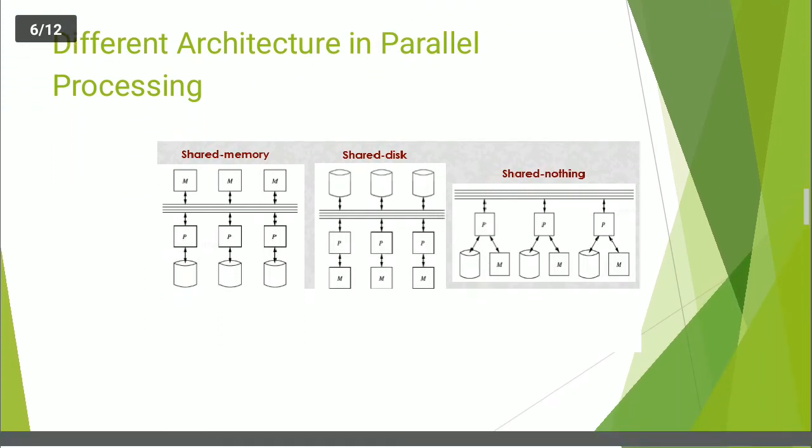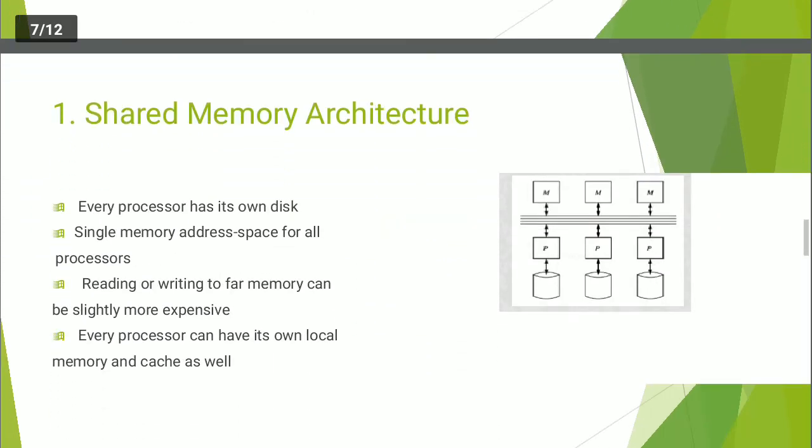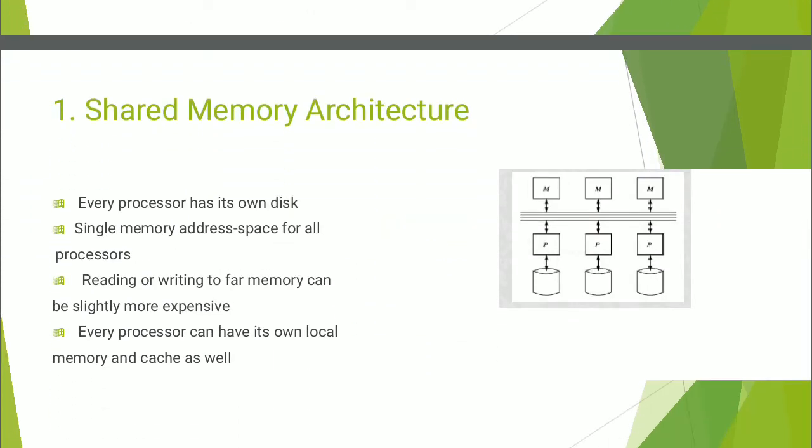The different architectures in parallel processing are basically three: shared memory, shared disk, and shared nothing. We are going to see all three one by one. First is shared memory architecture. In shared memory architecture, every processor has its own disk, with a single memory address space for all processors. Reading and writing to far memory can be slightly more expensive. In this type of architecture, every processor can have its own local memory and cache as well. The picture shows the architecture of shared memory.